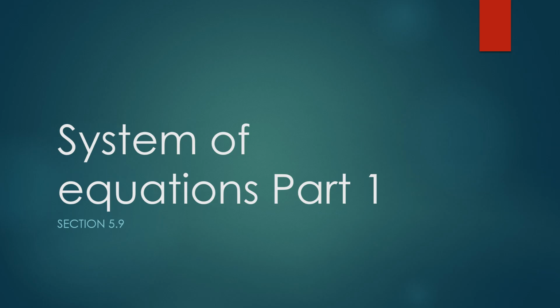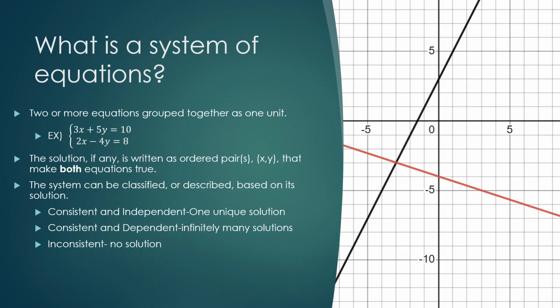In this video, we will start our discussion about systems of equations, specifically the linear equations in two variables. So let's first define what a system of equations is. A system of equations is simply two or more equations that are grouped together as one unit. For example, with the brace here, we see that we are combining these two equations together.